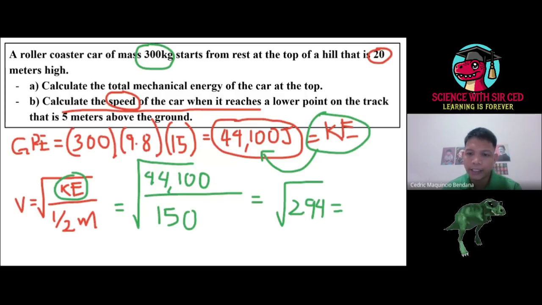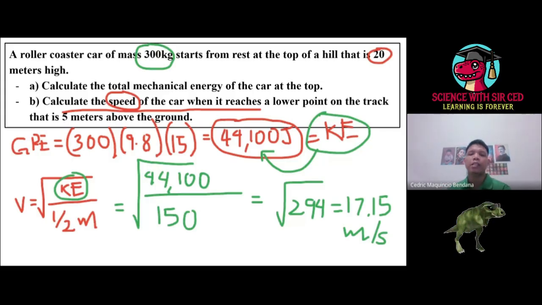Square root of 294 is 17.15. 17.15. What is the unit? Meters per seconds. So 17.15 meters per seconds. Okay, let's proceed.